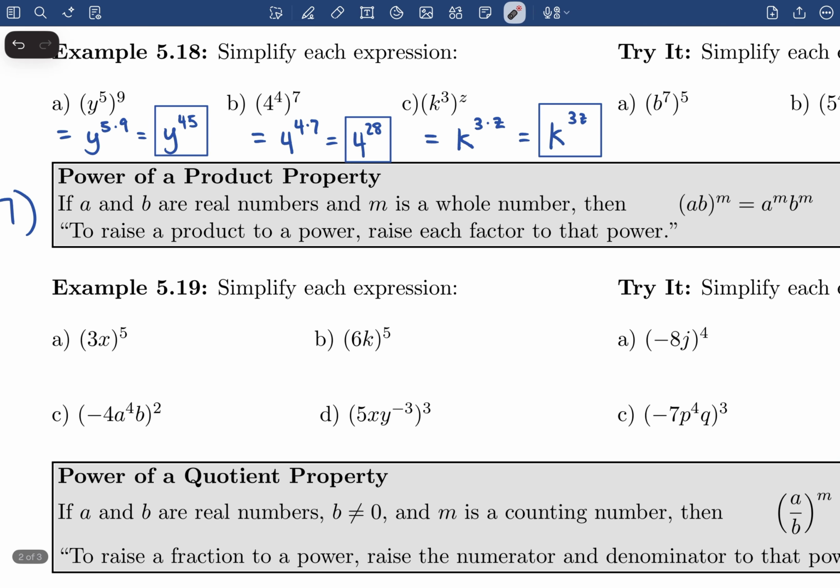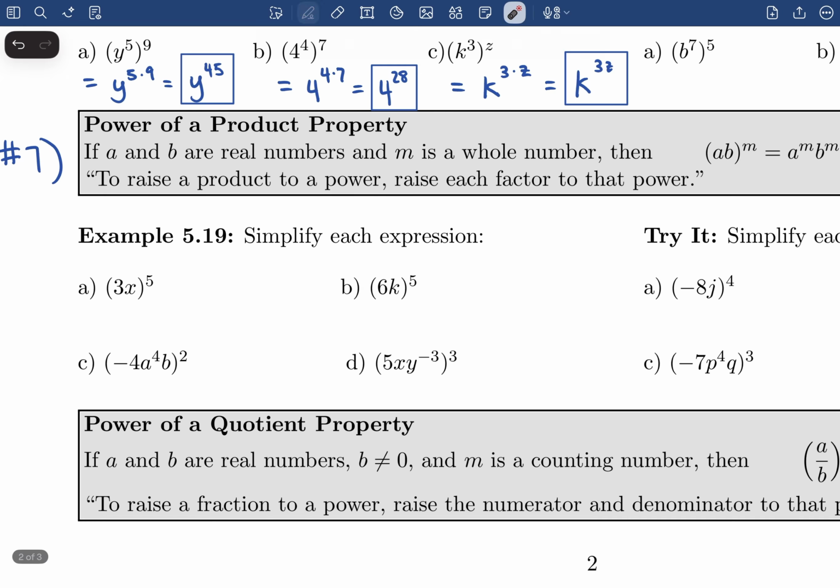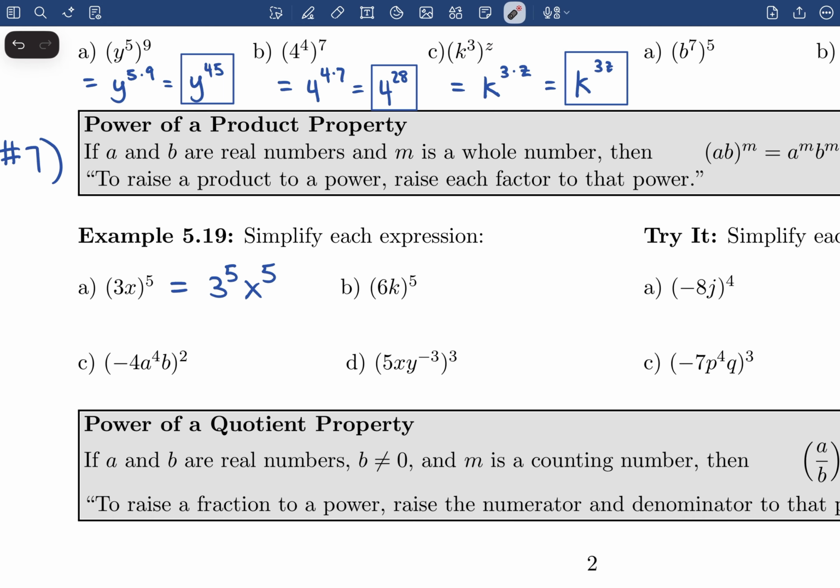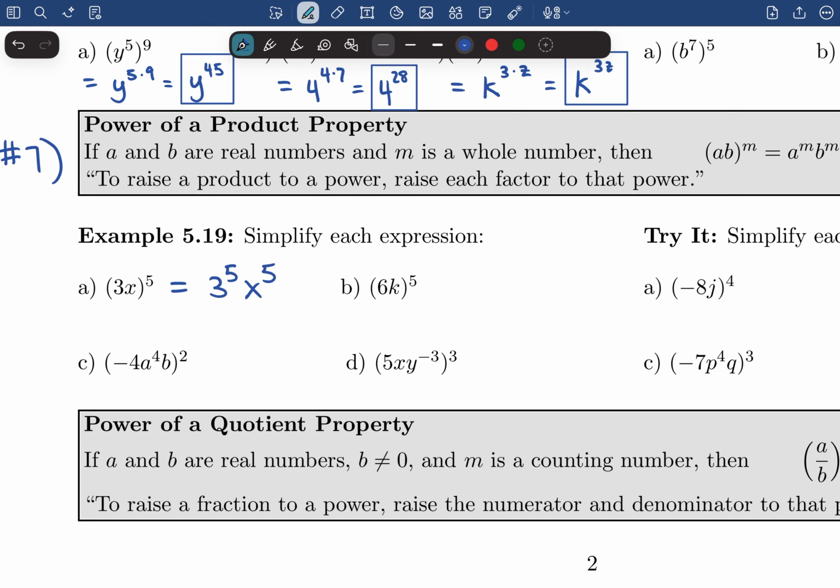Let's go ahead and see this power of a product property in action. If I see 3 times x to the 5th power, I can rewrite that as 3 to the 5th times x to the 5th. I've applied the exponent 5 to both bases, 3 and x. This can only happen when you have multiplication or division between terms, multiplication and division between two factors. Let's try another one. 6 times k to the 5th. Well, that's just 6 to the 5th times k to the 5th.